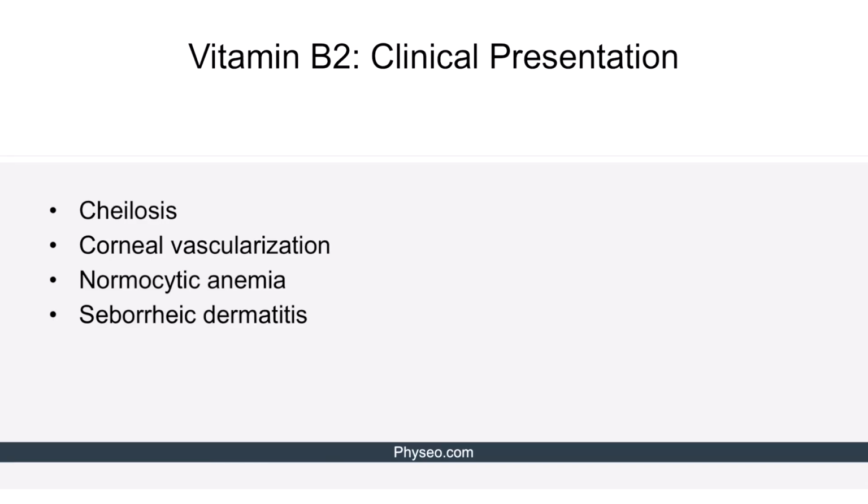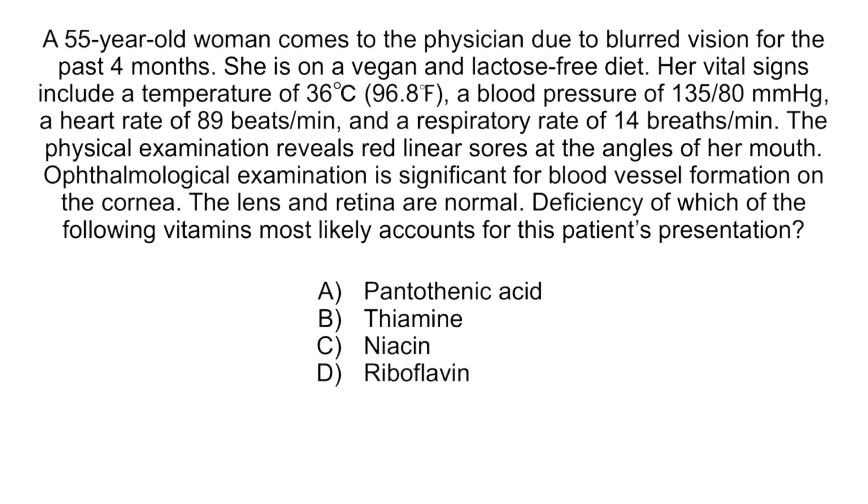Again, here is a slide reminding us of the clinical presentation of vitamin B2 deficiency. Pause the video and take a moment to consider this slide once more. Let's discuss why other options are incorrect. Option A is incorrect because pantothenic acid deficiency is rare and presents with alopecia, enteritis, dermatitis, and adrenal insufficiency.